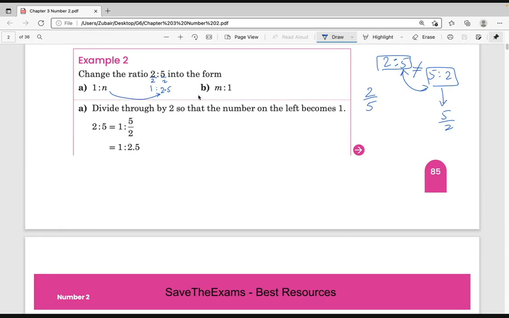In B part, it says m:1. Now the examiner wants to see 1 in the second place. So I'm dividing both of them by 5. I get 1 here, and this is 2 by 5, which is actually 4/10. So 0.4 if we change them into decimals, or we keep it as 2 by 5. So m is either 0.4 or 2 by 5.